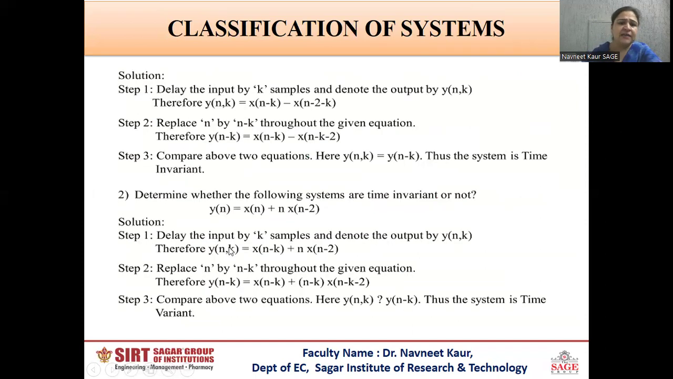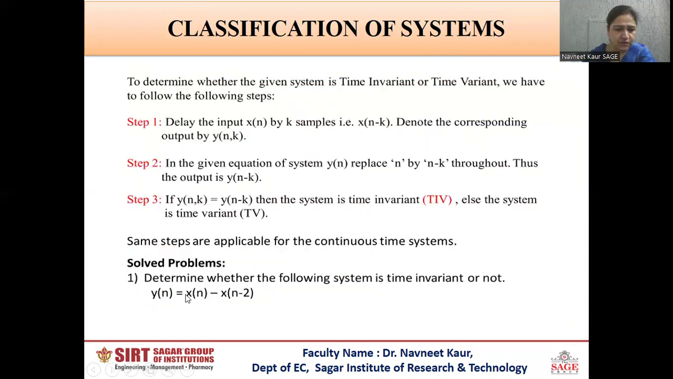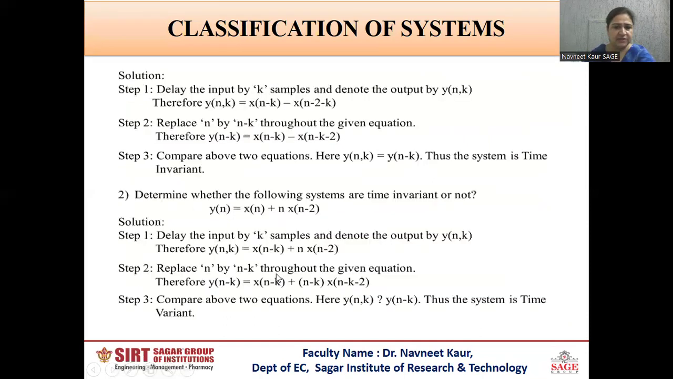Now I'll take an input x(n) and delay it by k samples, and I'll get x(n minus k) as an input. Now I give this input to the system, so I get this output. But now here I have input x(n minus k). So instead of x(n), I'll get x(n minus k). So the output will be x(n minus k) minus x(n minus k minus 2). So this will be the output.